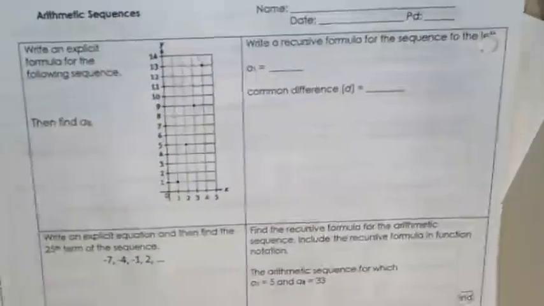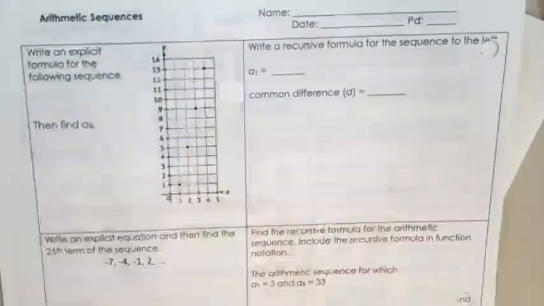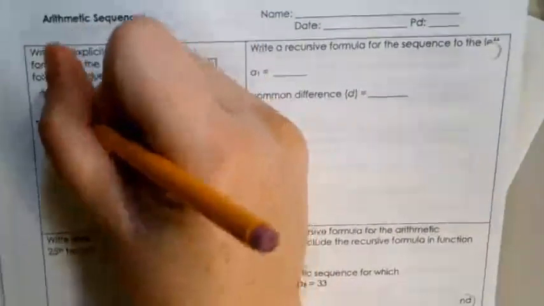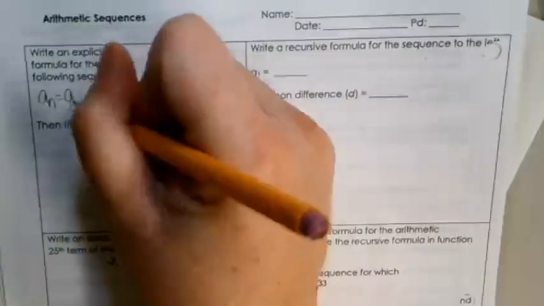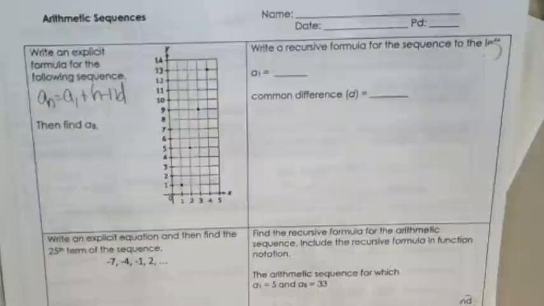All right, so we're going to write the explicit formula for this sequence. Notice it is a line. Notice again that it is discrete, as I mentioned, because its x value is the term number, so it's not half a term, it's first, second, third, fourth. So the formula is a sub n equals a sub 1 plus n minus 1 times d. And unfortunately, yes, you do have to memorize that.